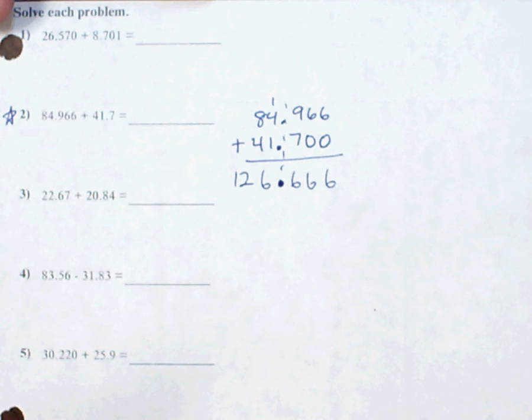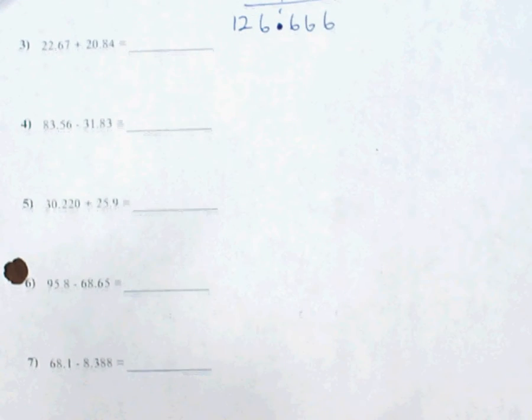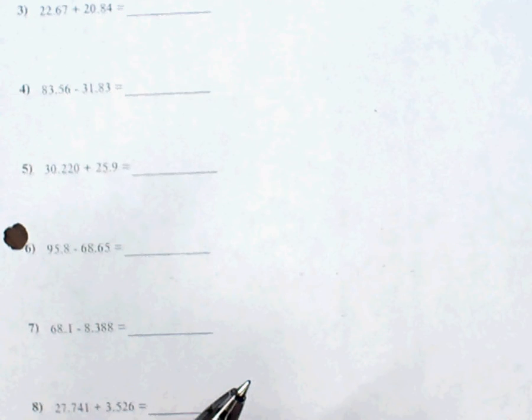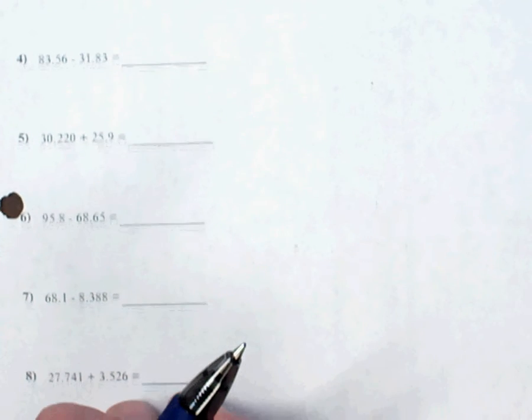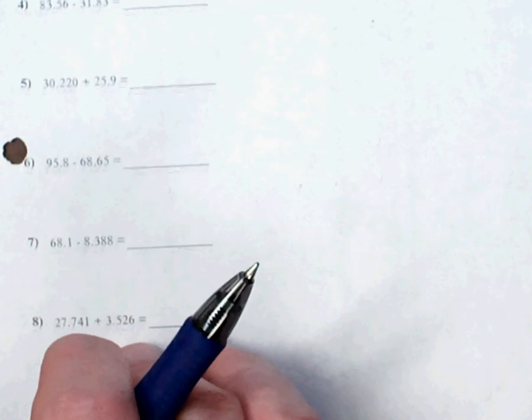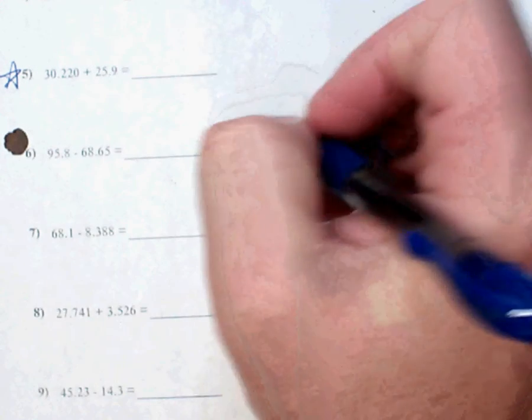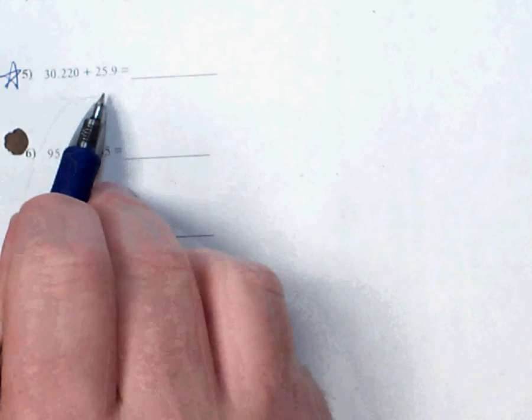All right, let's go down to number 5. I'm going to get that off the frame. That's creeping me out a little bit. I'm going to go down to number 5, and it's another addition problem, but it's got a different number of digits after the decimal. All right, so we're going to have 30 and 220 thousandths plus 25 and 9/10.